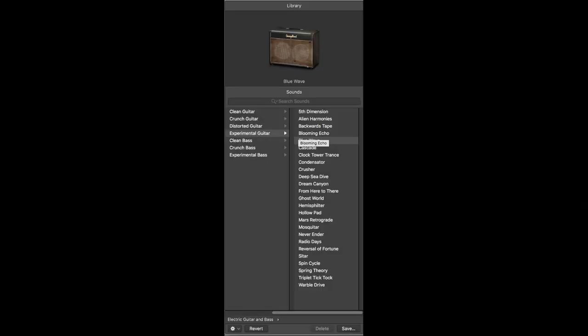This is one of Logic's preset amps. It's called Blue Wave and it sounded really good with the style that I wanted to go for. Also worked well with the beat and with the chords and solos, so I decided to keep it in.